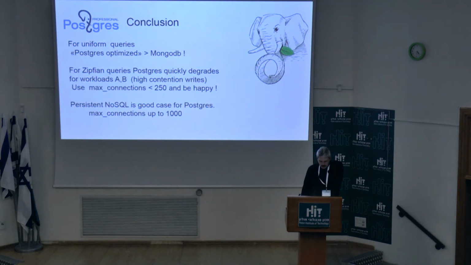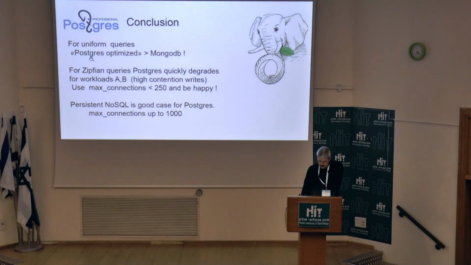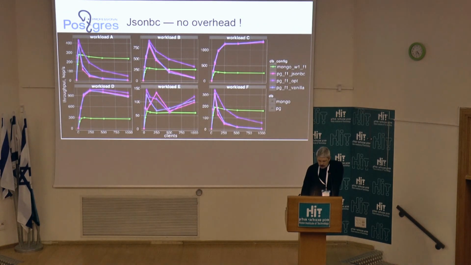Okay, so the conclusion from this benchmark is for uniform distribution, Postgres is definitely better than MongoDB if you use the optimization with locks. But for Zipfian or other non-uniform distribution, Postgres may be worse in performance. So we need to make some work to improve the locking algorithms. Okay. These graphs just show that compression implements no overhead.